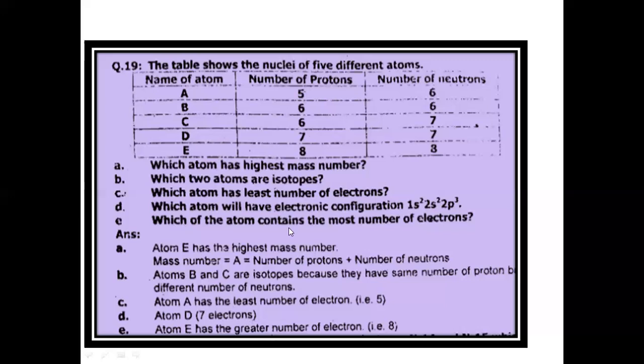Which of the atoms contains the most number of electrons? Most number of protons means most number of electrons. So atom E has the greater number of electrons in it, that is 8 electrons.